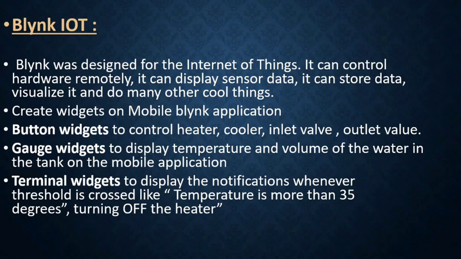In Blynk IoT, there are data streams and some widgets to create the application. The widgets used here are created on the mobile Blynk application. Button widgets to control the heater, cooler, inlet valve, and outlet. Gauge widgets to display temperature and volume of the water in the tank on the mobile application. Terminal widgets to display notifications whenever the threshold is crossed, like temperature is more than 35 degrees, turning off the heater.